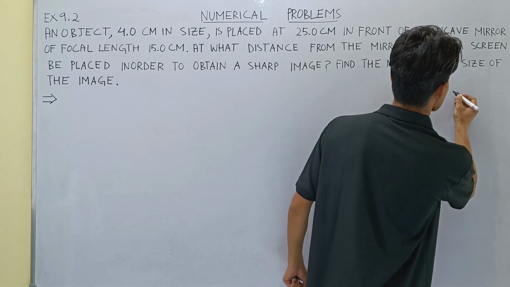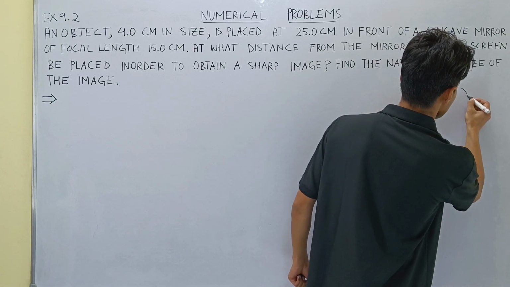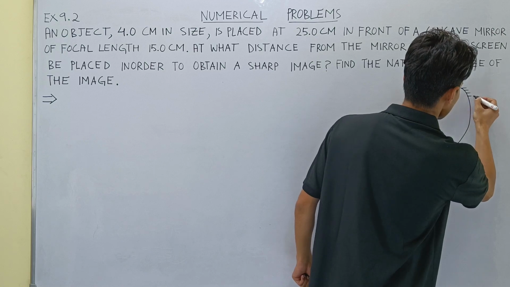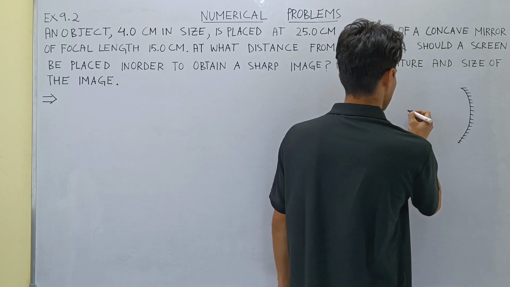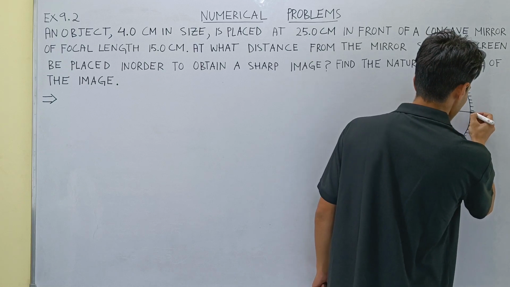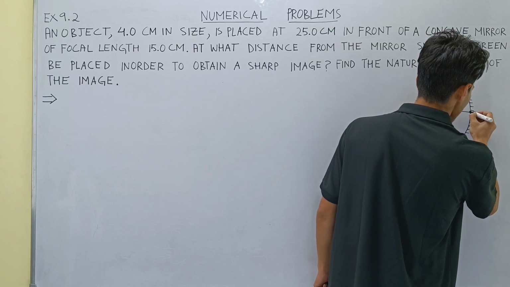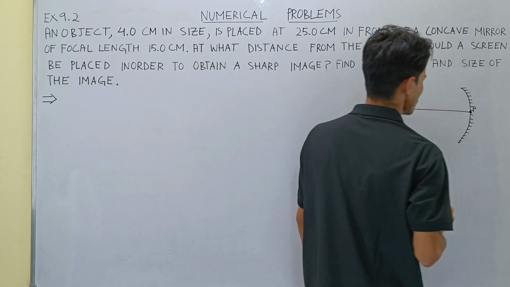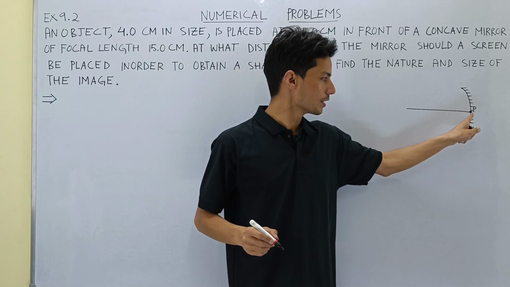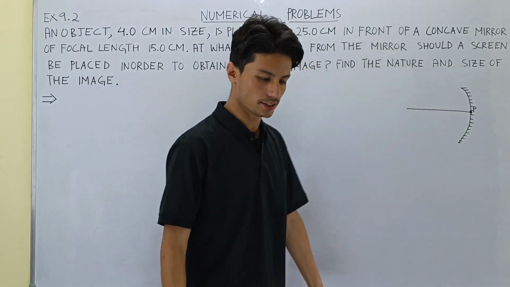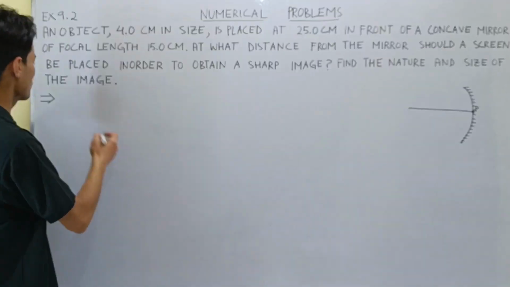So let us draw a concave mirror. This will work for me, concave mirror. Then draw the principal axis and remember to mark this dot. This is the pole. This is very important because every measurement that we will be doing will be done from this pole. All right, now let us write whatever things are given to us.